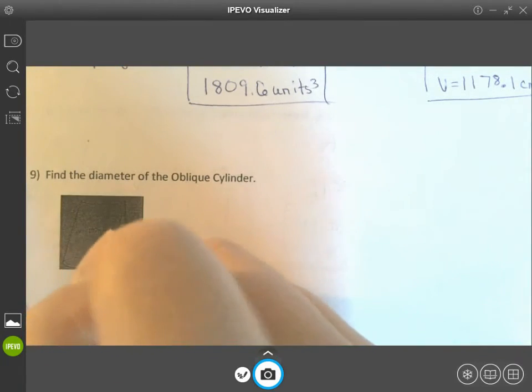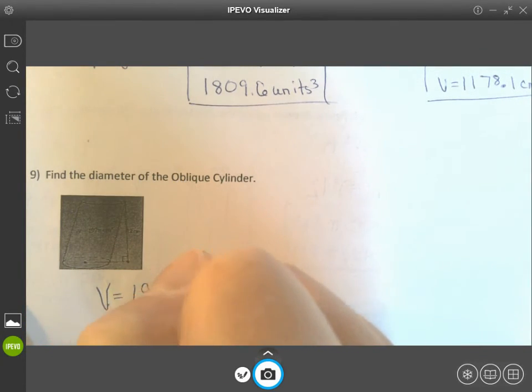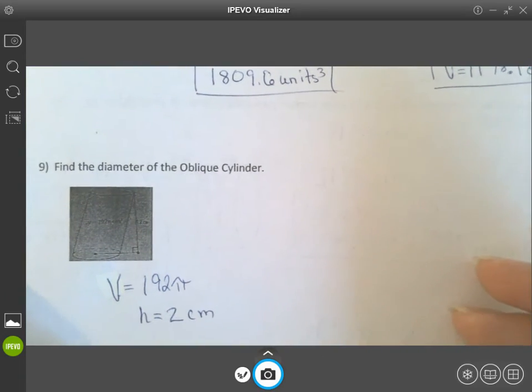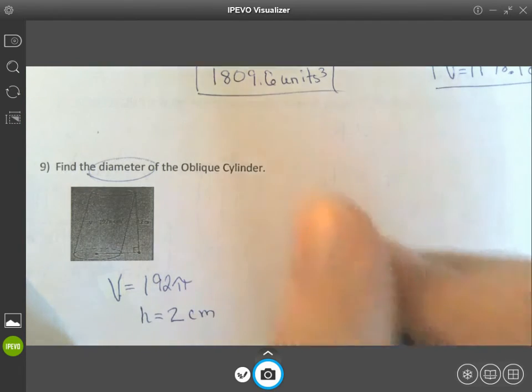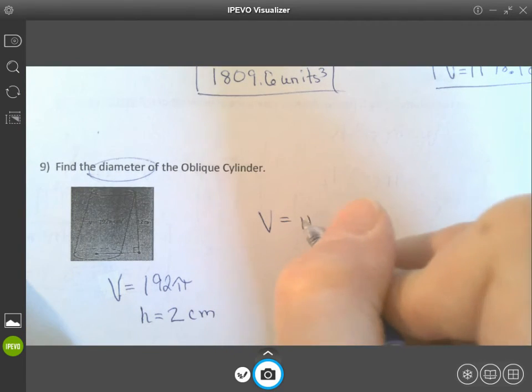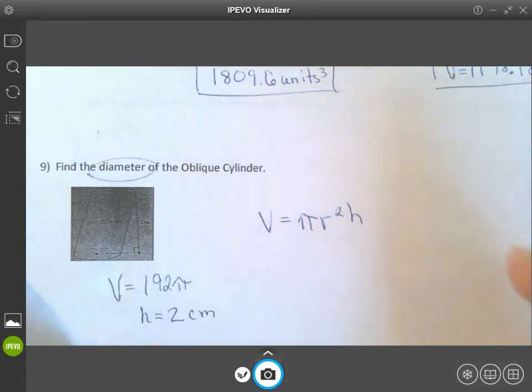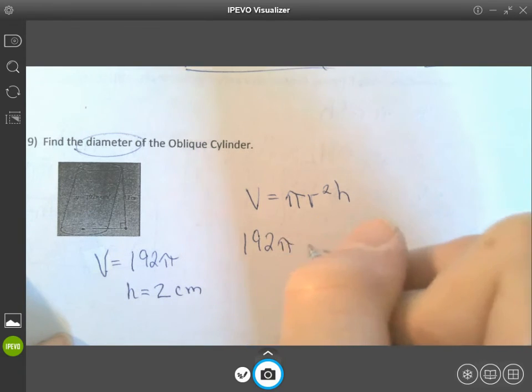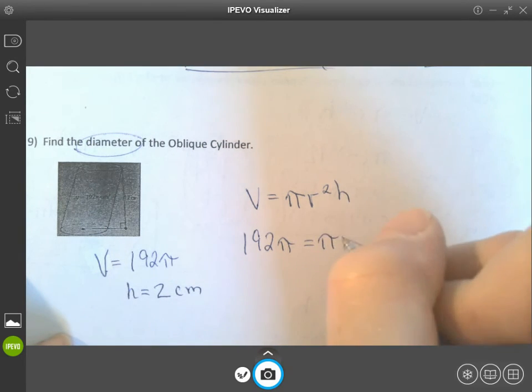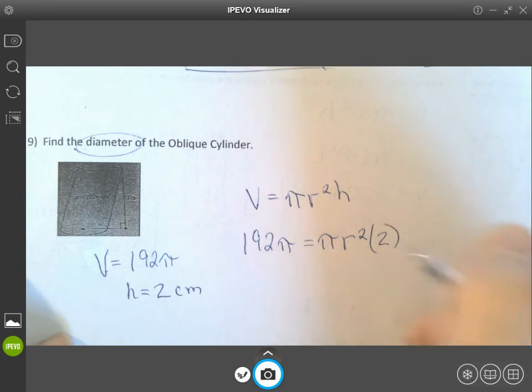All right. What did they give me? They gave me the volume is 192 pi, and they gave me the height. The height is 2. It's hard to read in the figure. They want the diameter. So remember, they want the diameter. The volume formula is pi r squared h. Do you agree with that? So we know the volume is 192 pi, and that's going to equal pi times what we don't know, r squared, times a height of 2.